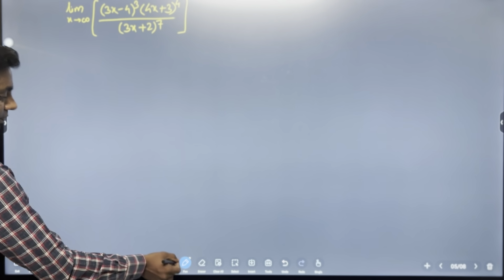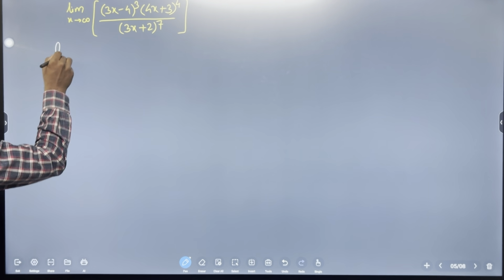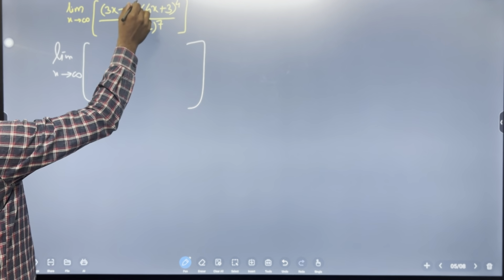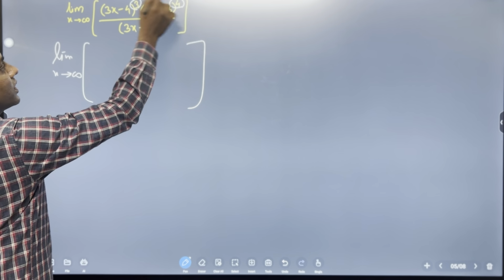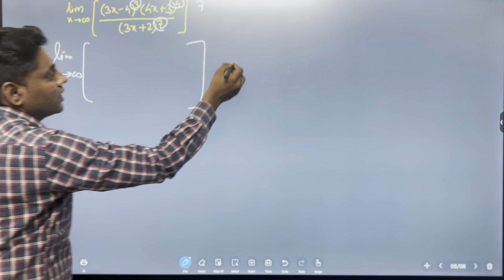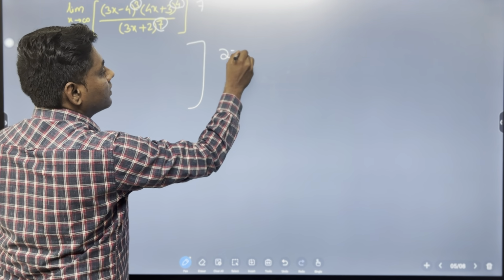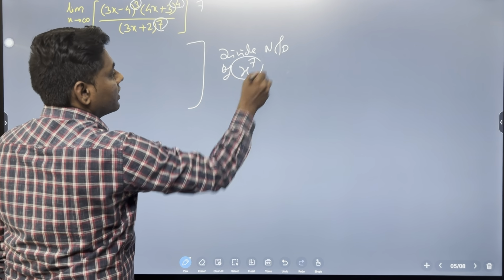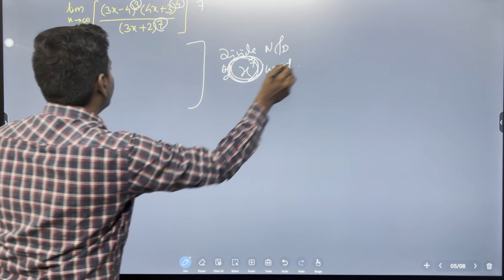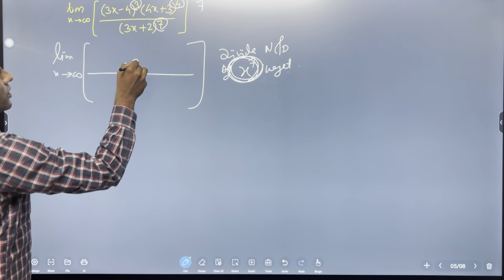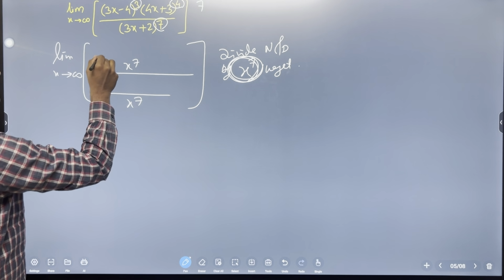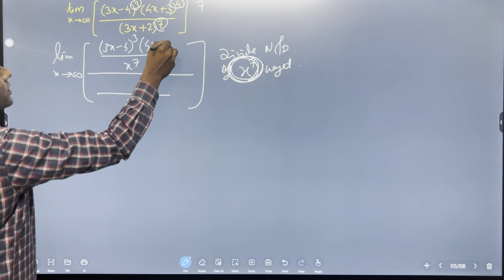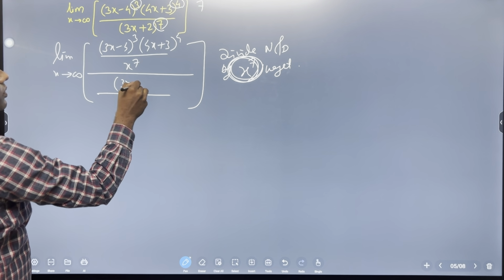So next example, limit x tends to infinity. Again, a similar observation: here the highest power is 3, here 4, 4 plus 3 is 7, and at the denominator 7. So we have to divide numerator and denominator by x raised to 7. So we get x raised to 7, x raised to 7. So (3x minus 4) cube, (4x plus 3) raised to 4, and then (3x plus 2) raised to 7.